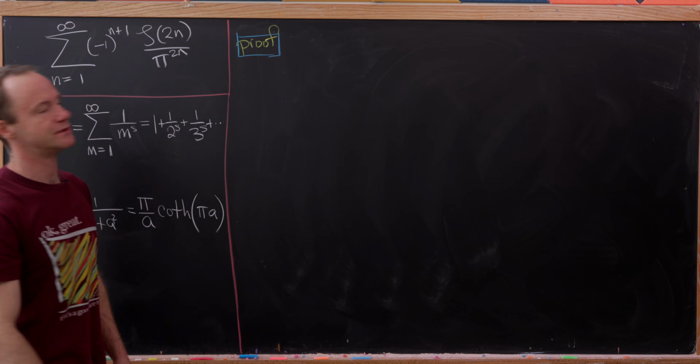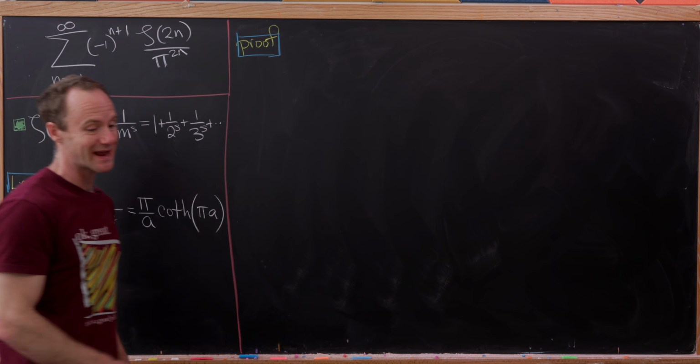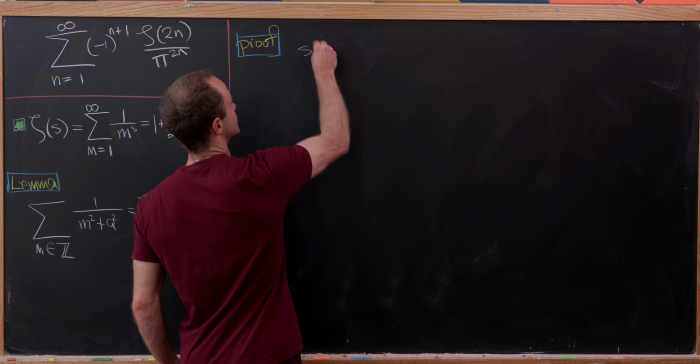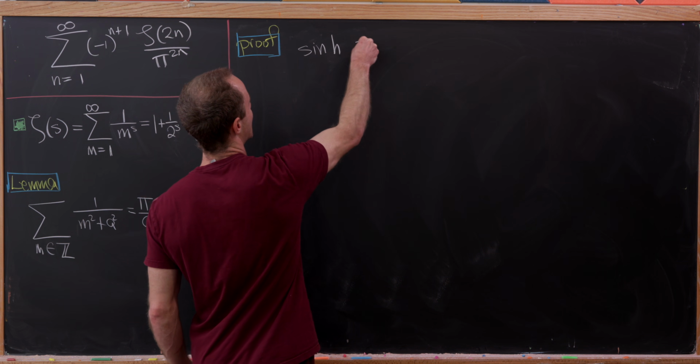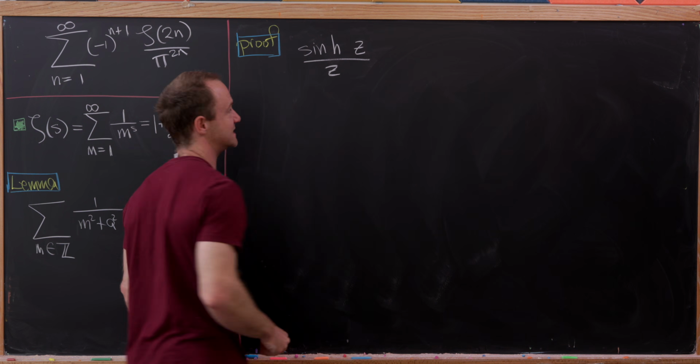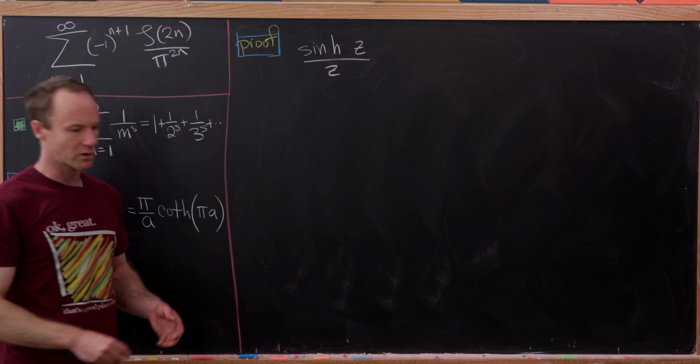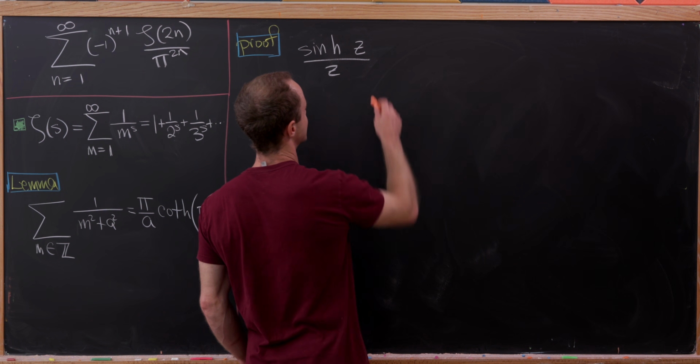Okay, so how can we do that? Well, we're going to do it by considering the following function, and that'll be the hyperbolic sine of z over z. And we're going to look at the zeros of this function.